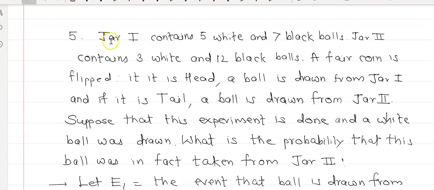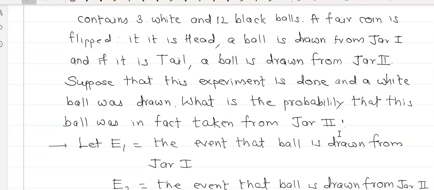Now see this again. Jar 1 contains 5 white and 7 black balls. Jar 2 contains 3 white and 12 black balls. A fair coin is flipped. If it is head, a ball is drawn from the first jar. If it is tail, it is from the second jar. Suppose that the experiment is done and a white ball is drawn. What is the probability that the ball is in fact from the second jar?